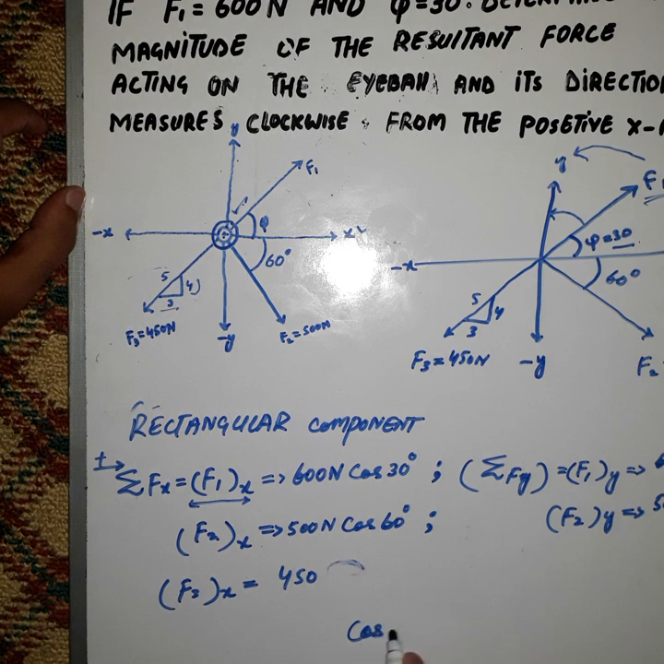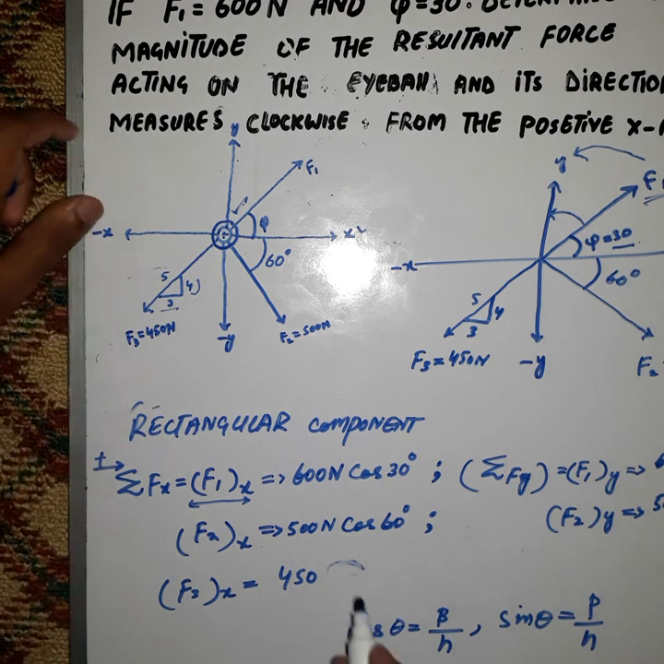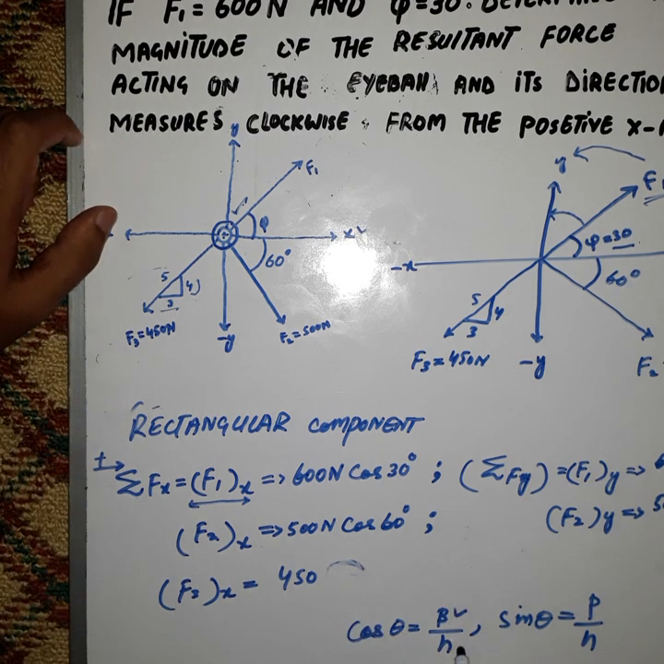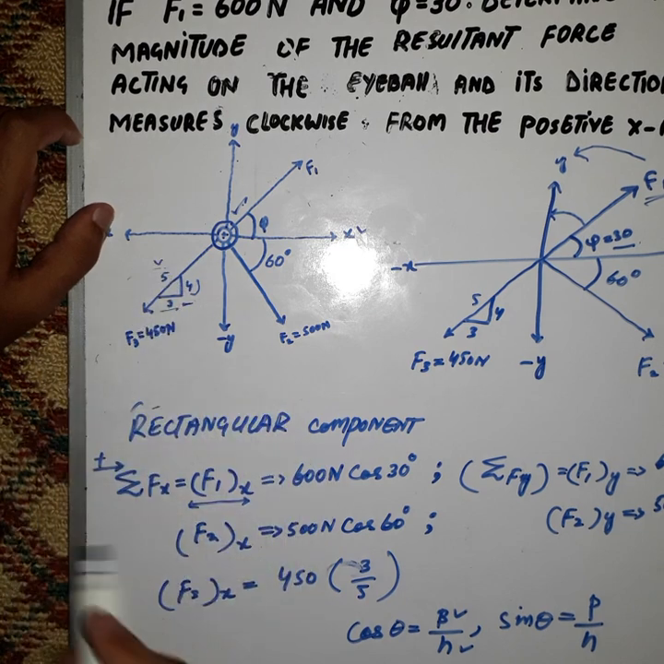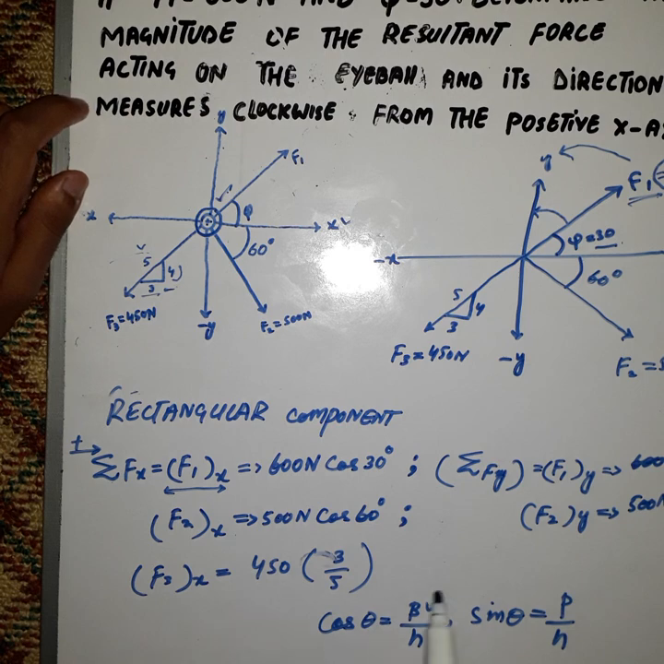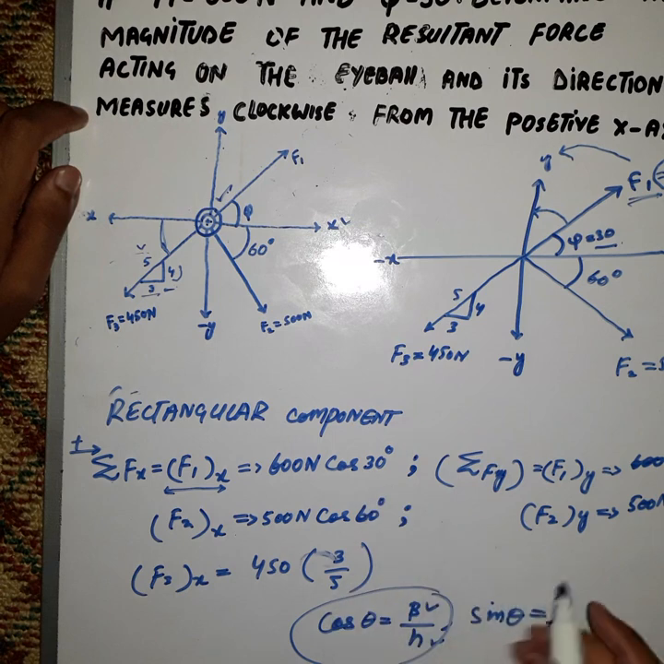So cos theta is equal to base over hypotenuse, and sine theta is equal to perpendicular over hypotenuse. So cos theta is equal to base over hypotenuse, and our base is 3, so it would be 3 divided by 5, because our base is 3 and the hypotenuse is 5. We use cos theta here because it's making an angle with the x-axis. Now we will find F3 of y.